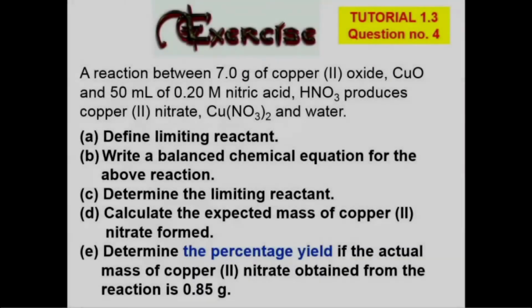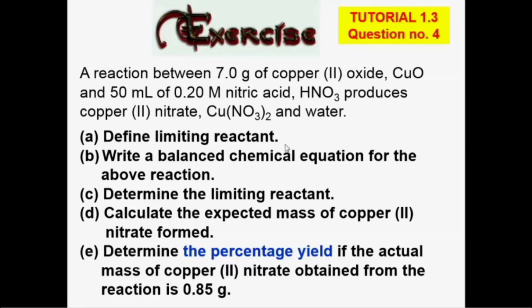Right. So next, let's look at this question here. Actually guys, this is your tutorial question, tutorial 1.3, question number 4. So you can check this question in your tutorial book. Right, so now let's look at the question. We have a reaction between 7 grams of copper 2 oxide, the molecular formula CuO, and 50 ml of 0.2 molar nitric acid, which produces copper 2 nitrate and water.